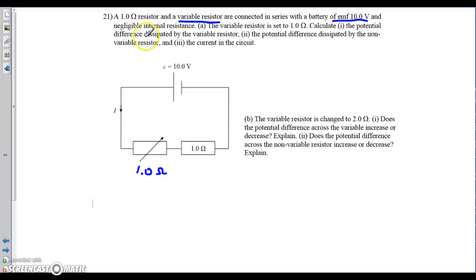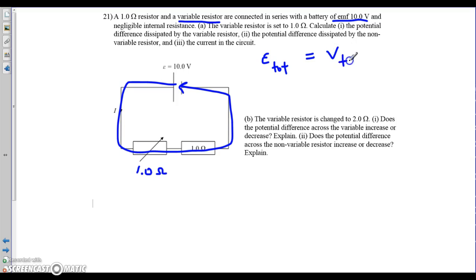Calculate the potential difference dissipated by this resistor. Well, what's the potential difference? That's not too bad. You know that as we go around this circuit, this closed loop, the total EMF supplied must equal the total potential difference dissipated. That's Kirchhoff's second law. Energy has to be conserved.